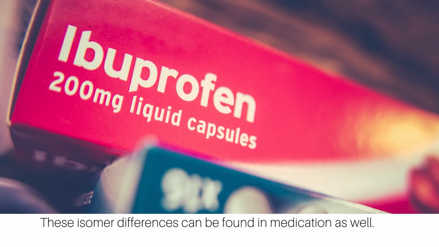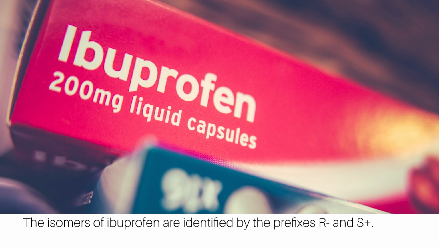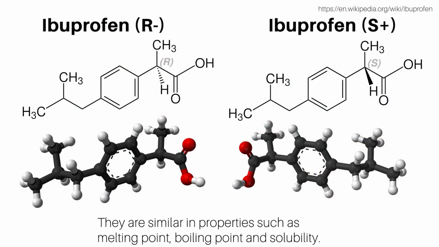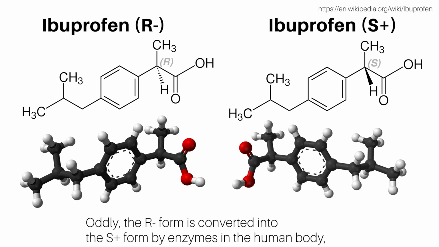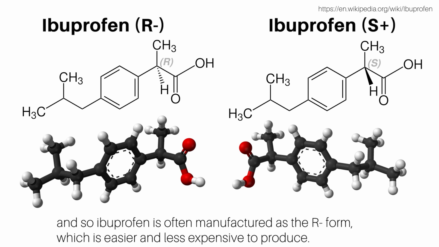These isomer differences can be found in medication as well. The isomers of ibuprofen are identified by the prefixes R- and S+. They are similar in properties such as melting point, boiling point, and solubility. However, the S+ form is used as an anti-inflammatory drug, while the R- form has no anti-inflammatory effect. Oddly, the R- form is converted into the S+ form by enzymes in the human body, and so ibuprofen is often manufactured as the R- form, which is easier and less expensive to produce.